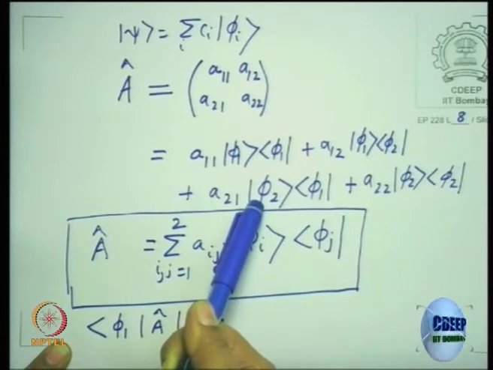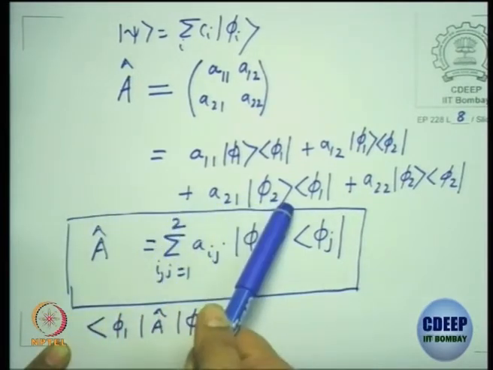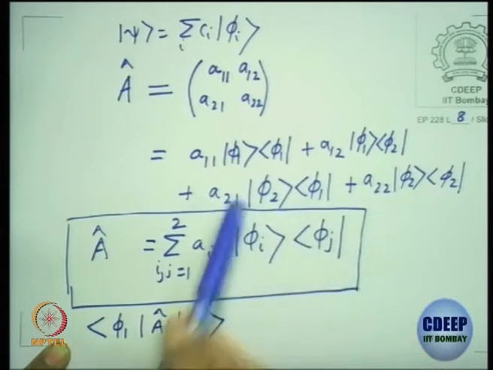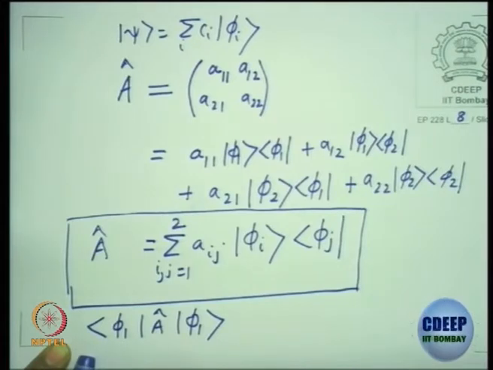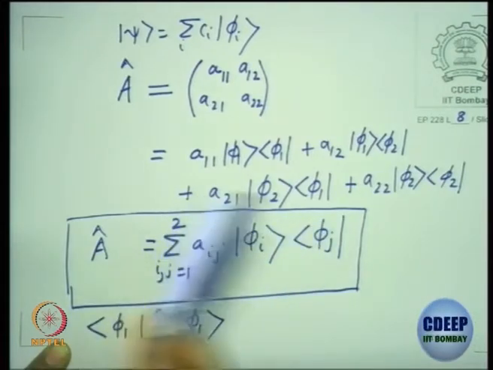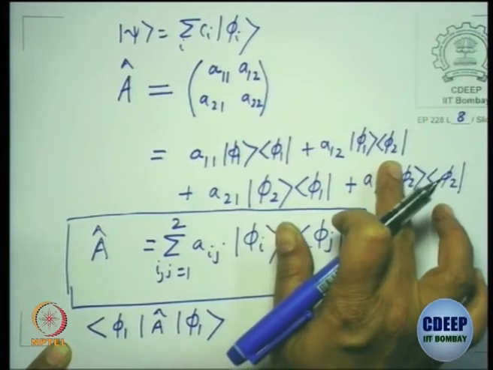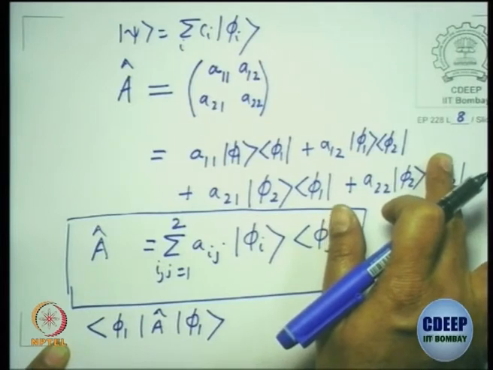Third term will be zero by the orthonormal property. Right? If I operate <phi 1|phi 2>, that is 0. Similarly, <phi 1|phi 2> is 0. So these two terms will be 0. By putting the bra vector <phi 1| on both sides, these two terms are going to be 0. If I put the ket |phi 1> after that, it will operate on this ket, and what happens to this term? <phi 1| will be 0.